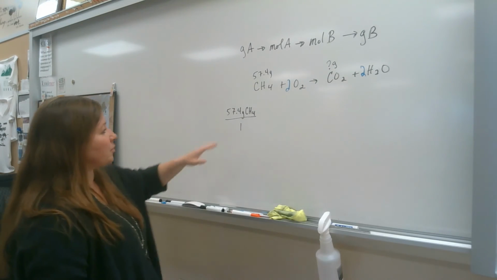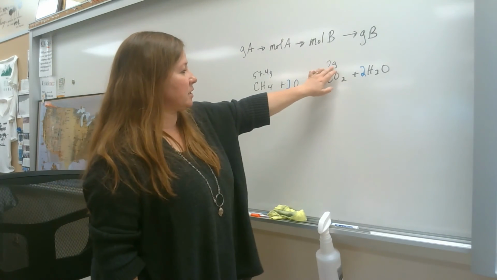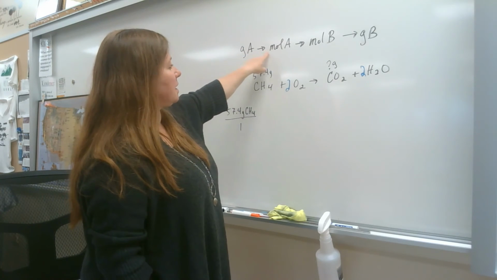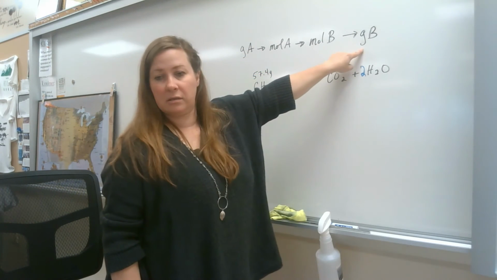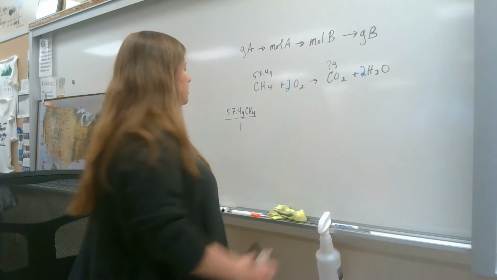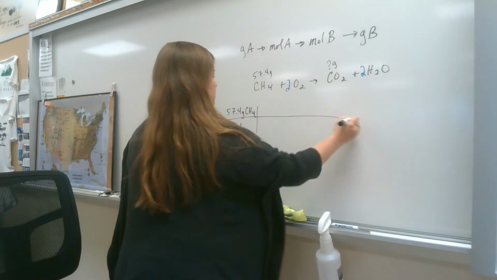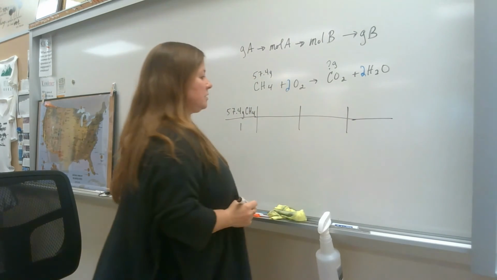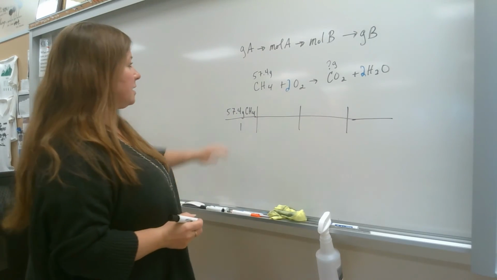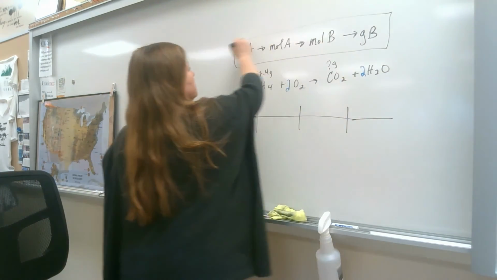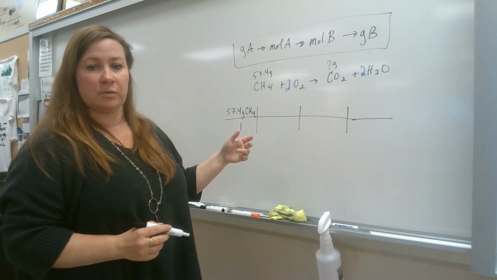Now we're going from grams of something to grams of something else, which means we start here and we stop here. So how many fractions are we going to have? 1, 2, 3, 4 fractions. So we can go ahead and build those up. So there's our 4 fractions. And this mole map is going to tell us what the tops of our fractions will be.